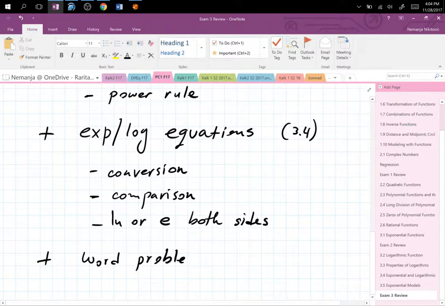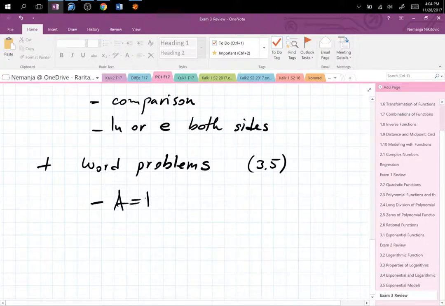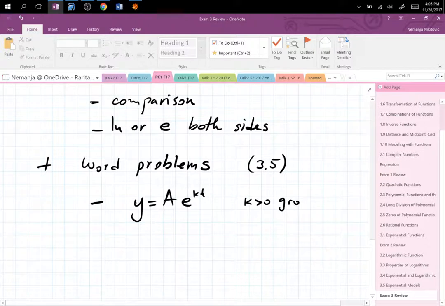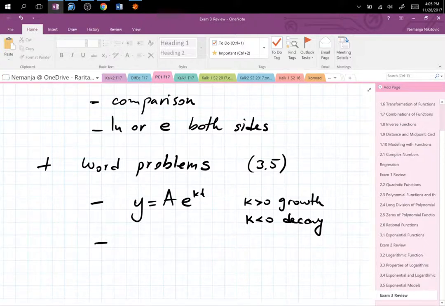Something that you all waited for, 3.5, where we are talking about y equals a e to the kt, k larger than 0 growth, k less than 0 decay. What happens if k is equal to 0? Neutral. There's no growth, there's no decay. K equal to 0 makes the exponent 0. E to the 0 is 1. So whatever the initial stuff is times 1 is the initial stuff. It's status quo.